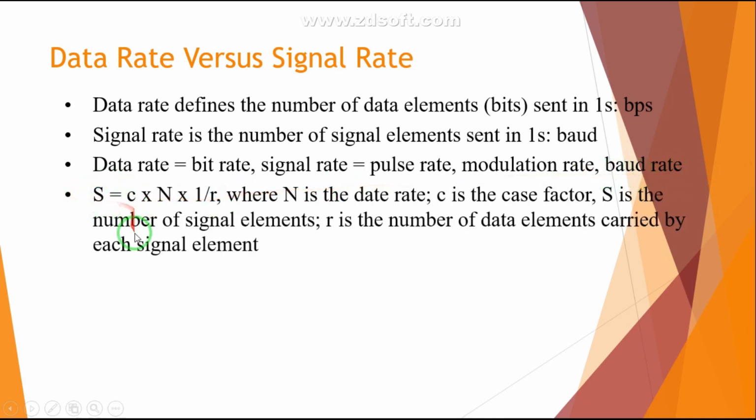So we can write it as S is equal to C into N into 1 upon R. What is this? N is the data rate, that is the number of bits transmitted per second. C is your case factor. S is the number of signal elements. And R is what? It is the number of data elements carried by each signal element that we have seen in the figure.